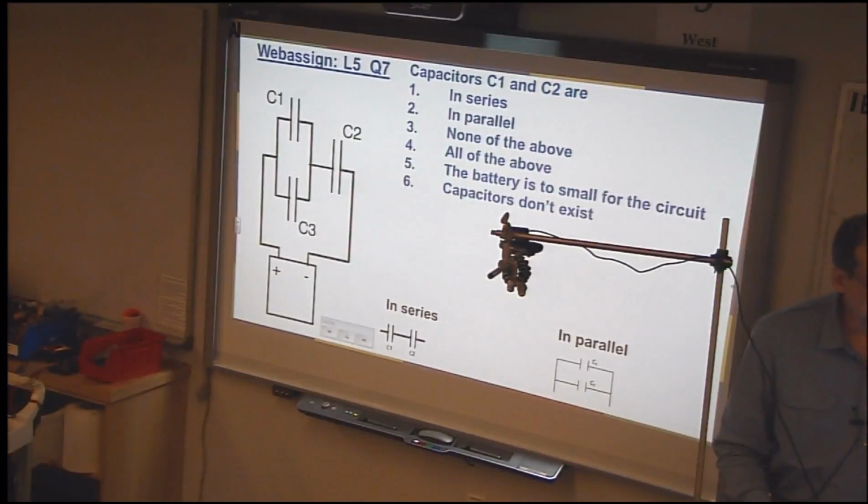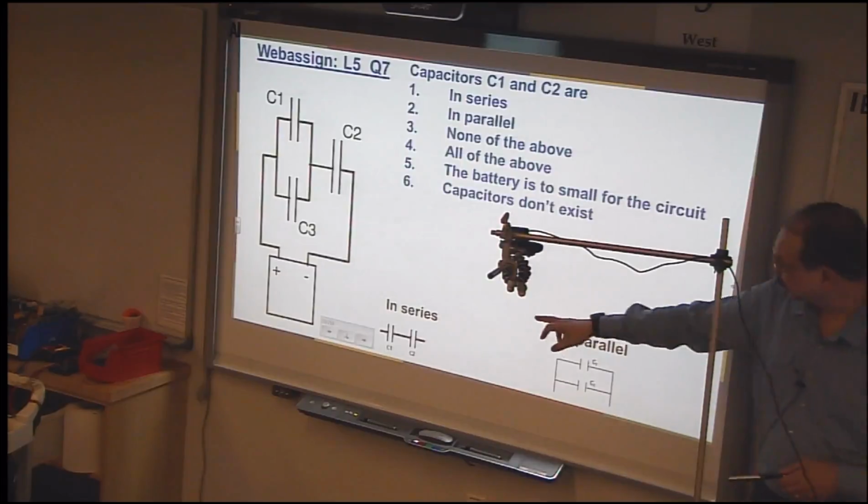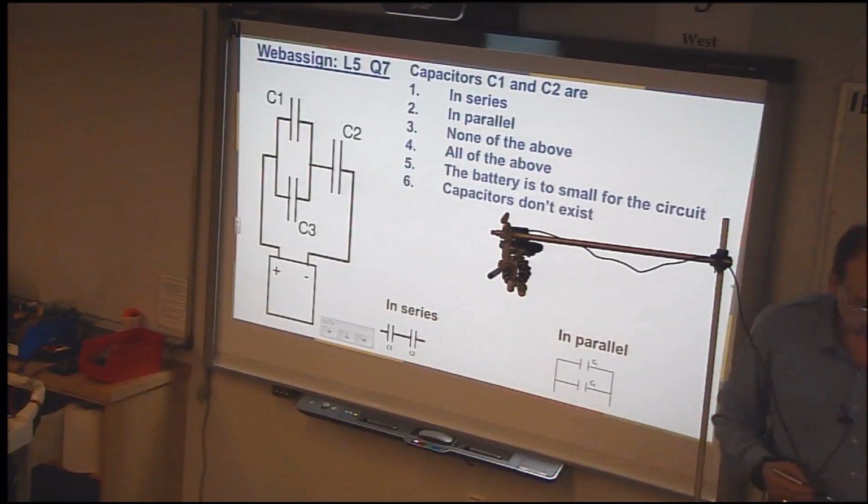This is what you should have used. Pictures from your notes. That's how in series looks like. That's how in parallel looks like. This looks neither, because this is how connection in series would look like.